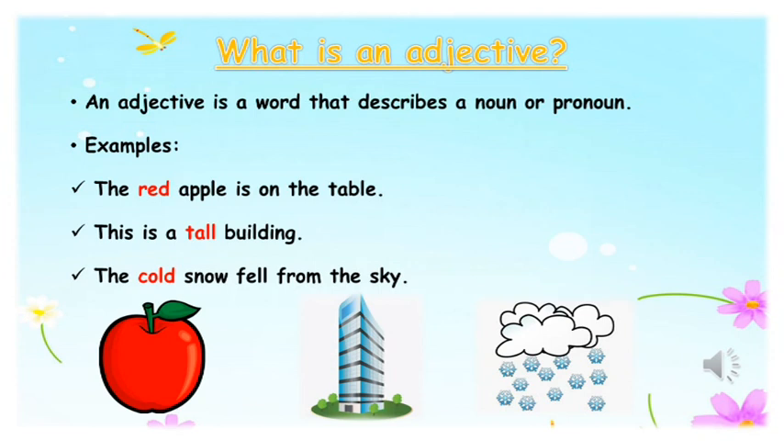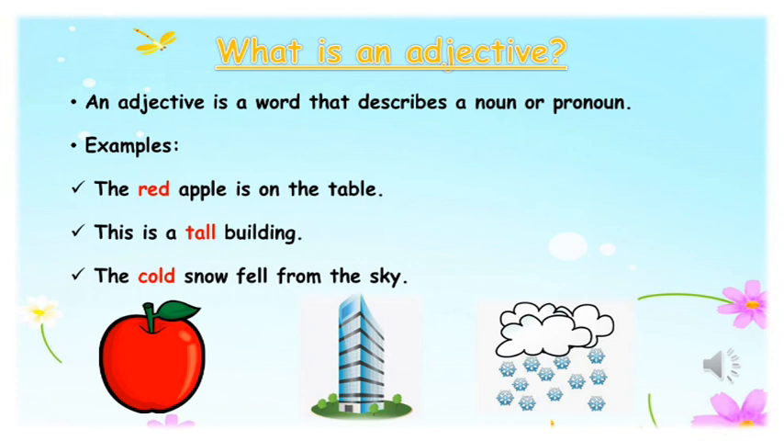What is an adjective? An adjective is a word that describes a noun or pronoun. Let's read three sentences that have examples of adjectives. The red apple is on the table. This is a tall building. The cold snow fell from the sky.